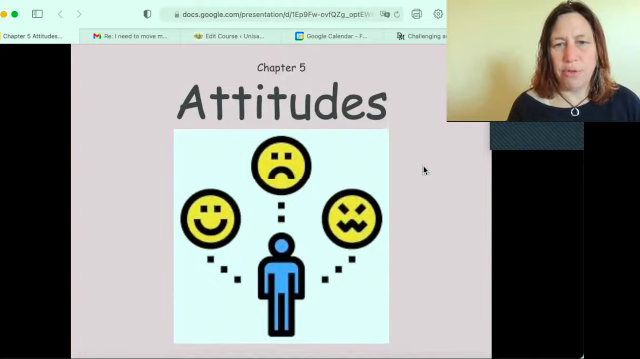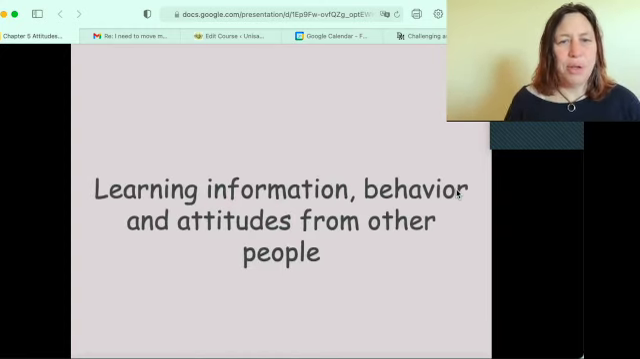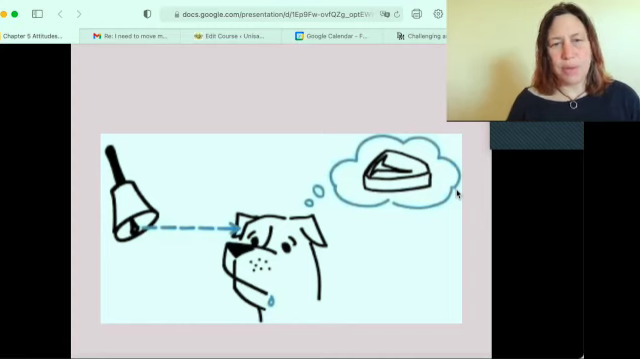Try to say the term before I do. All right? So let's look at attitudes. When we learn information, behavior, and attitudes from other people, what is it called? I think it's social learning. Yeah, social learning. Next. All right, what is this a picture of?